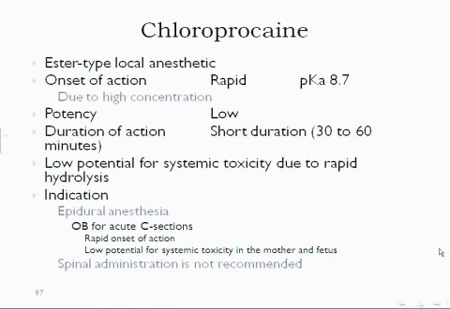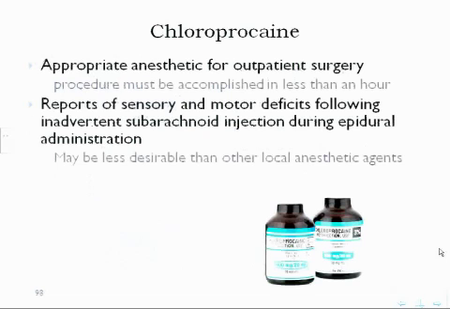But one of the concerns still is that if you get an intraspinal injection, you can get into trouble with this drug. It may cause transient neurological symptoms, so for that reason, it's not recommended as a spinal. It's an appropriate anesthetic for outpatient surgery because it's short-acting. It reports sensory and motor deficits following inadvertent subarachnoid injection, which I was telling you about, and so it makes it less desirable than other local anesthetics. Usually the dosing that you use is 3% chloroprocaine to get that rapid onset effect.